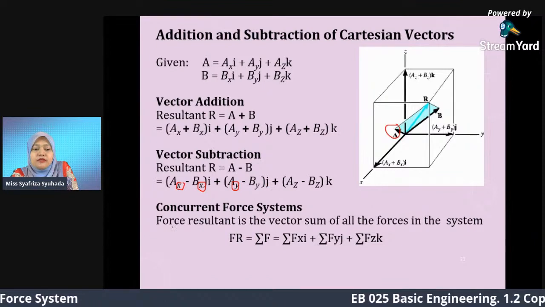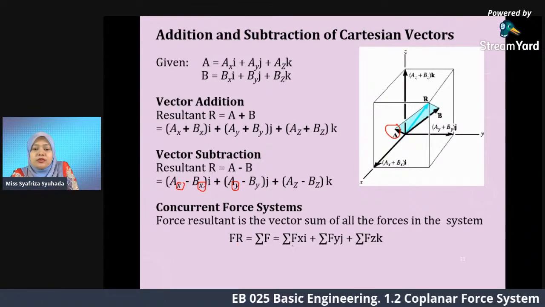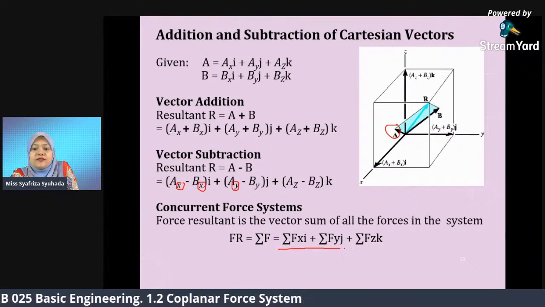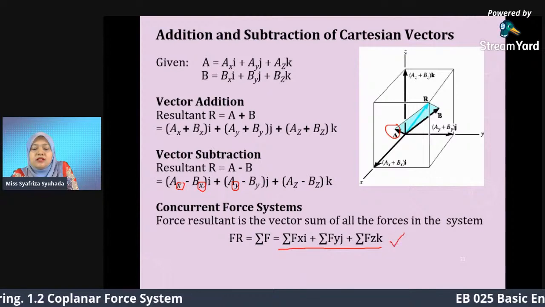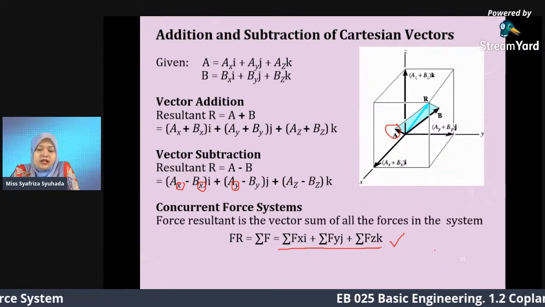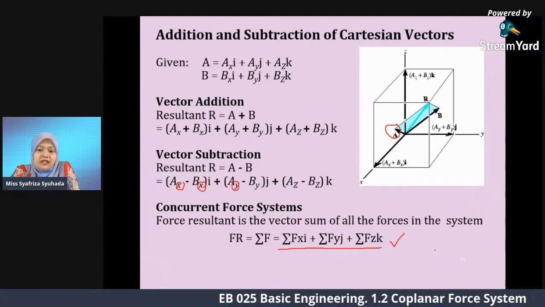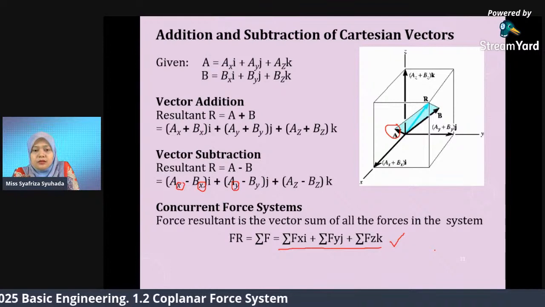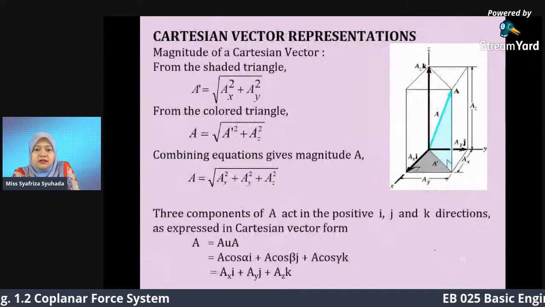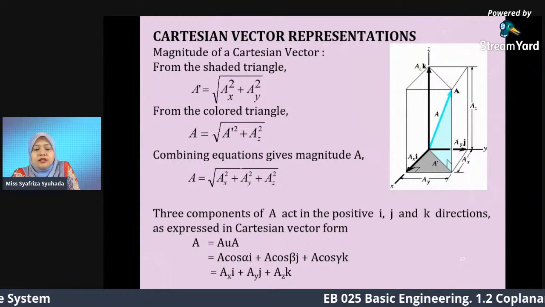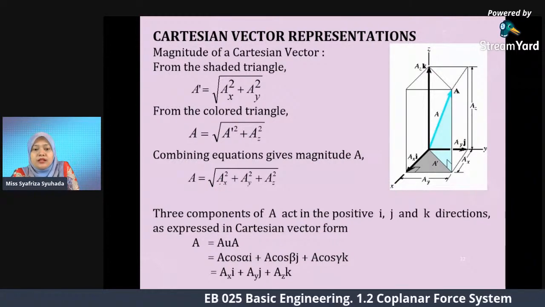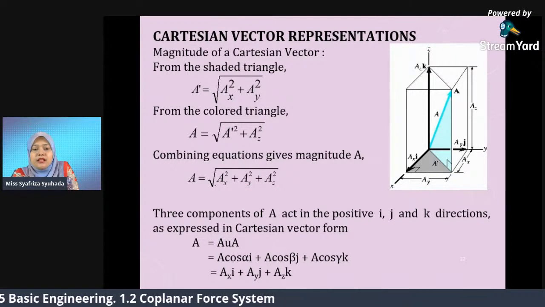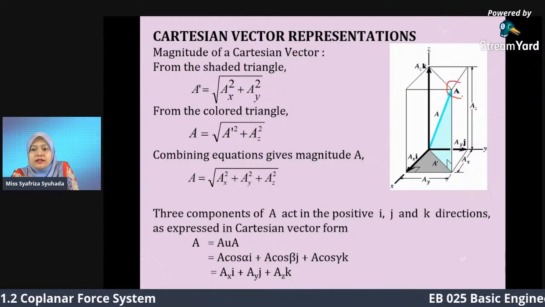So to know the force resultant, we will get FR equal to Fi plus Fj plus Fk. The answer in Cartesian vector, this is the answer. The answer will be in IJK, except if it asks for magnitude. If magnitude, then we find the square root. For more understanding, we will look at an example later. Likewise to know the magnitude, we use A equals square root of AX squared plus AY squared plus AZ squared, to know the overall magnitude.